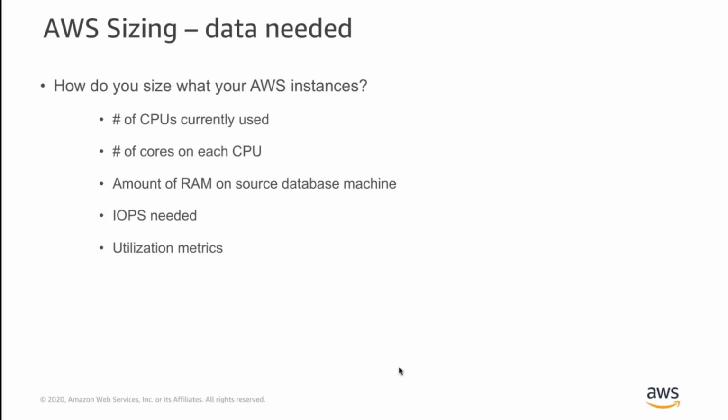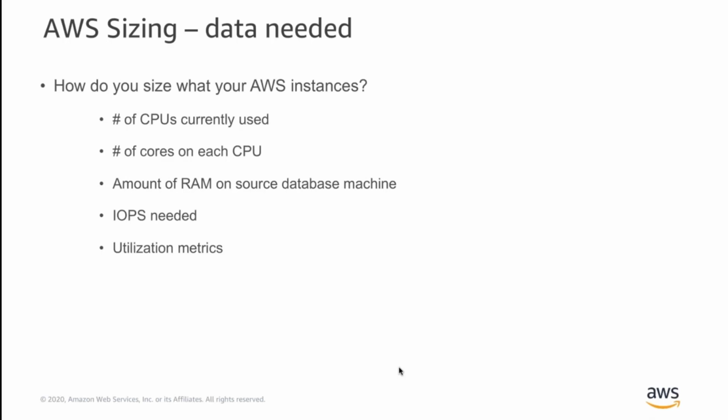IOPS needed, right? There's different levels of IOPS you can get with different storage options within the AWS environment. And then, as I just mentioned, the utilization is really important. If a machine is 100% utilized, then it's going to be a very similar mapping to the target platform. Of course, depending on what the target is, you may have to increase some CPU or memory depending on how the new target database uses those resources.